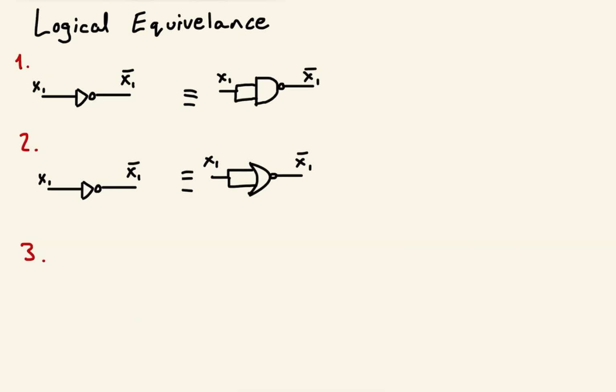Let's take a look at some more examples of logical equivalence. As you can see, a NOT gate can be turned into a NAND or NOR gate simply by feeding the input twice to the NAND and NOR gate. And below, I'm also drawing how a NAND gate can be transformed into an OR gate with 2 complemented inputs. This is simply just the other version of De Morgan's law, which you saw previously.